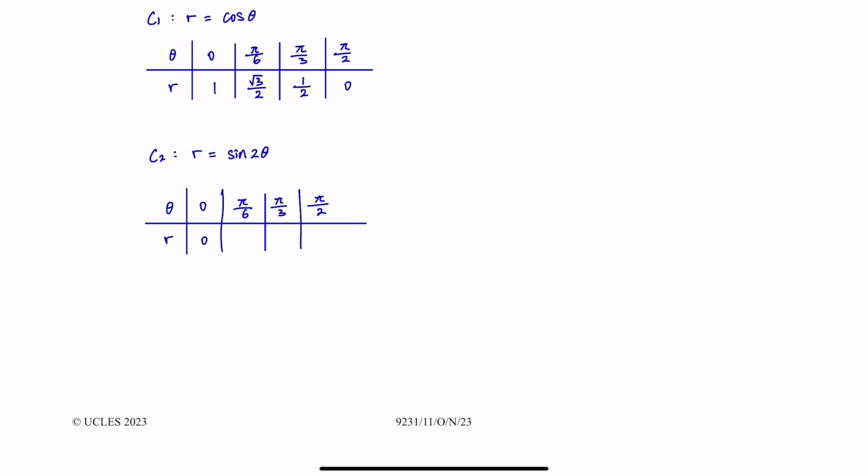This is 0, this is sec 3 over 2, this is sec 3 over 2, and this is 0. We can see that this is like a symmetrical kind of shape, but we need another number to know how the shape actually looks like. So we get theta equals pi over 4 is equal to 1. So we can roughly know how it's shaped like.